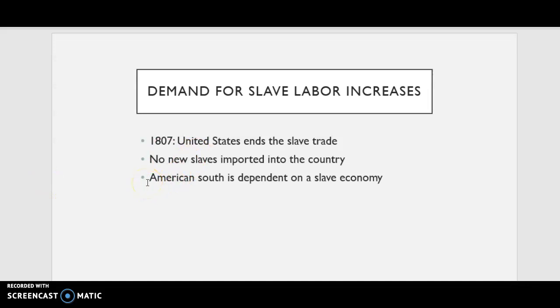But at this point, the American South is dependent on a slave economy, right? The slaves were crucial to the plantation system, right? To make those wealthy farmers continuously wealthy, right? You needed that labor to pick cotton and be successful. So wealth in the South was dependent on slaves.